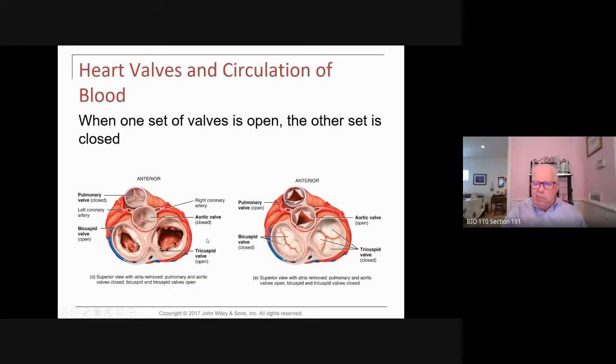There are two semilunar outflow valves. The one on the right is the pulmonary valve. And you can remember that the right ventricle puts the blood into the lungs, and it goes through the pulmonary valve. And when it goes through the pulmonary valve, it goes into the pulmonary artery.